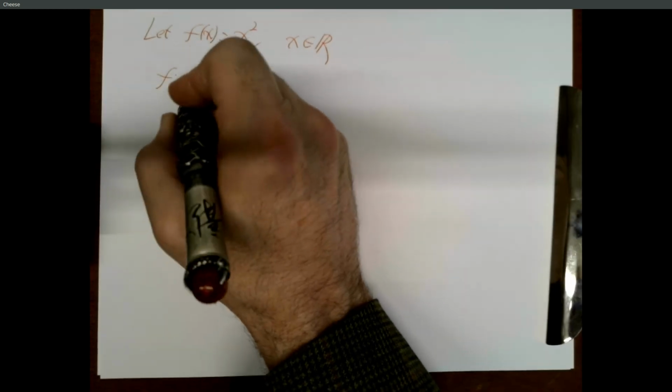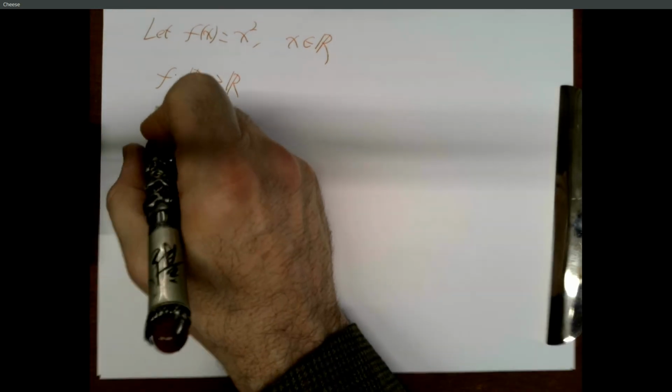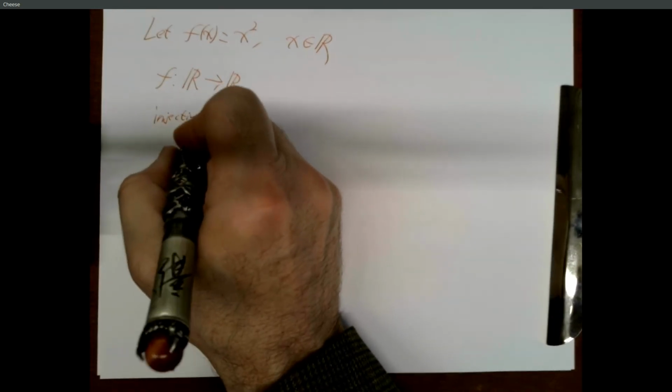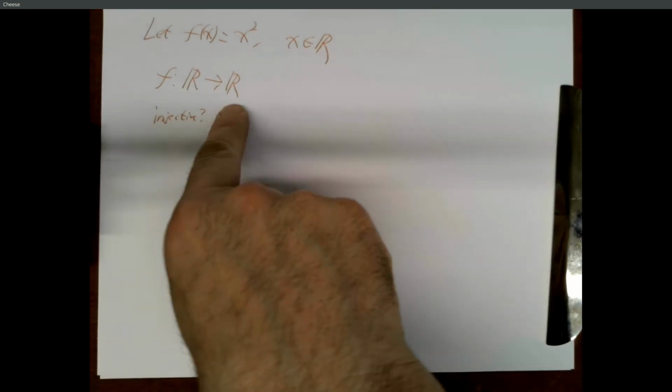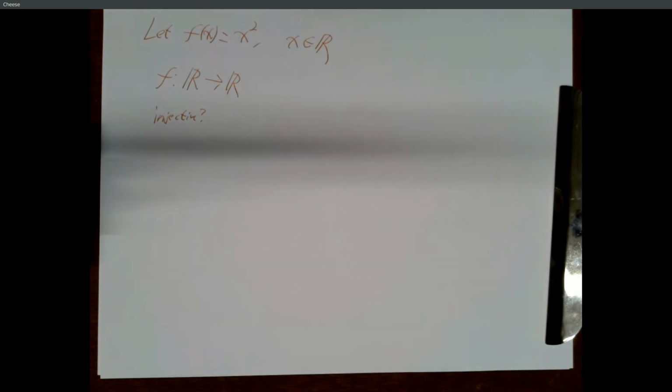Let's take x over the real numbers. It's real number Friday. Let's take x over the real numbers and let f of x be the function which takes x to x squared. And let's suppose that f is supposed to go from the real numbers to the real numbers. So is f injective? Does it take different numbers here and map them to different numbers there? No. Why not? Negative and positive map to the same.